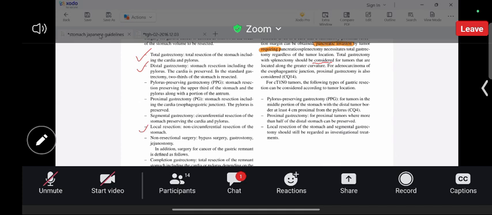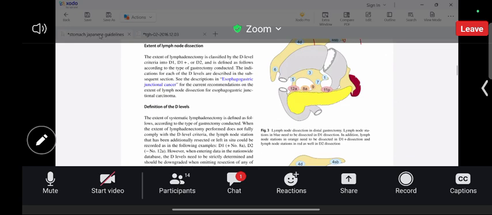And local resection of the stomach and segmental gastrectomy should still be regarded as investigational treatments. These are not standard of care, and can be performed only under clinical trial conditions. So what was local resection? It was just wide local excision. We do not remove anything other than a wedge of the stomach. What is segmental? We just remove a circumferential segment, as we already discussed.